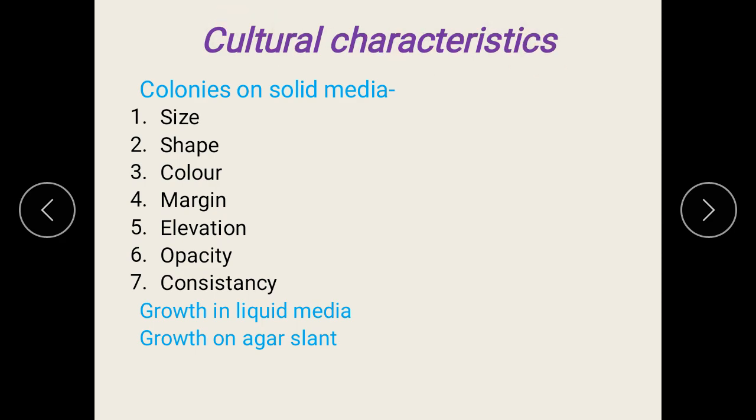The cultural characteristics include the colonies on solid media. If solid media is used, then a colony is there, a group of cells, with its size, shape, color, margin, elevation, opacity and consistency. Also, if the organism is grown on liquid media, it has different types of characteristics. If grown on an agar slant, there are also different cultural characteristics.